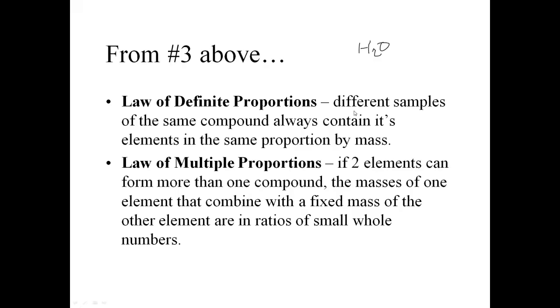Law of multiple proportions. If two elements can form more than one compound, the masses of one element that combine with a fixed mass of the other element are in ratios of small whole numbers. So water is H2O, but H and O can also combine to make hydrogen peroxide, which is H2O2. If things can combine in multiple ways, they always combine in ways that are whole numbers. So you'd never have H2O2.5. If it's a 2.5, it's possible you might have something like H4O9, but it's never going to be anything other than a whole number.